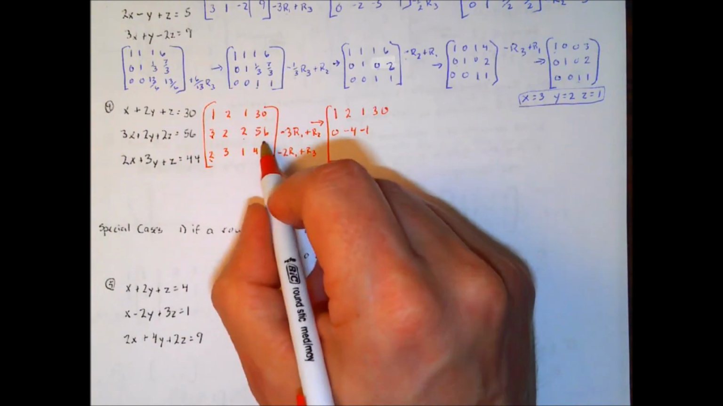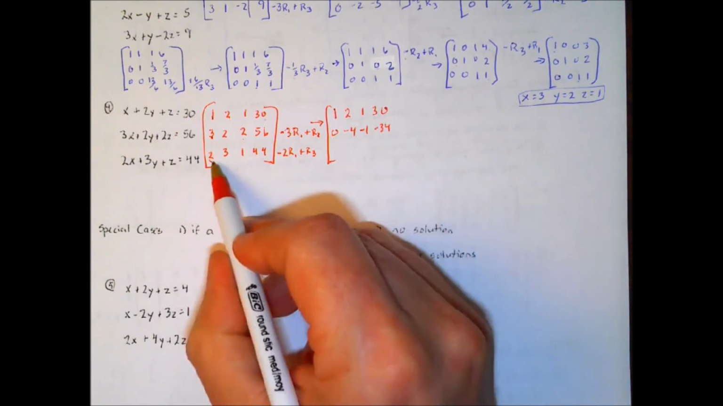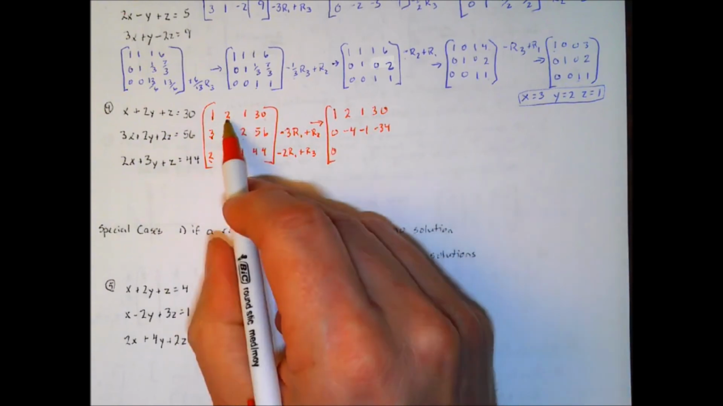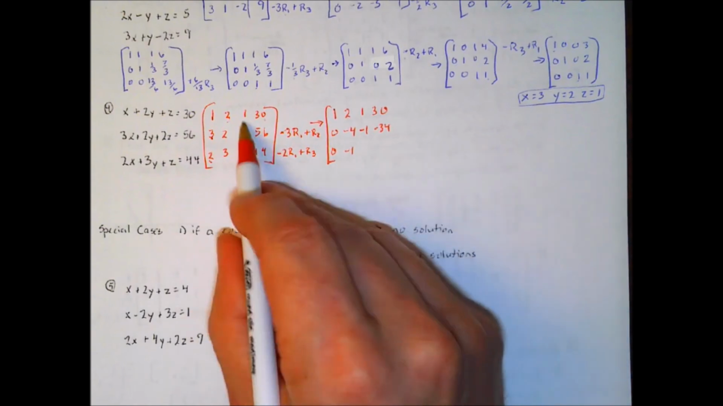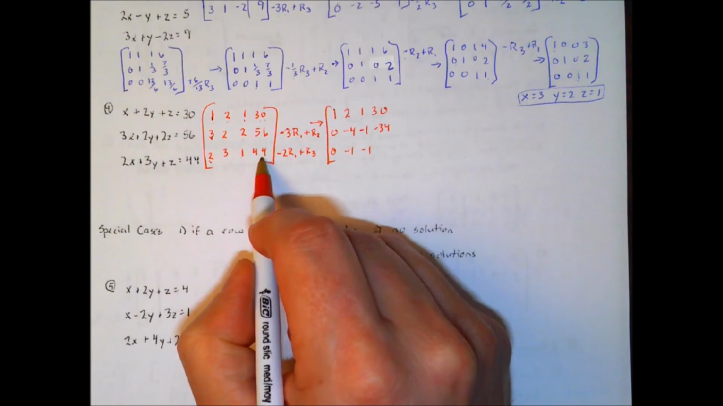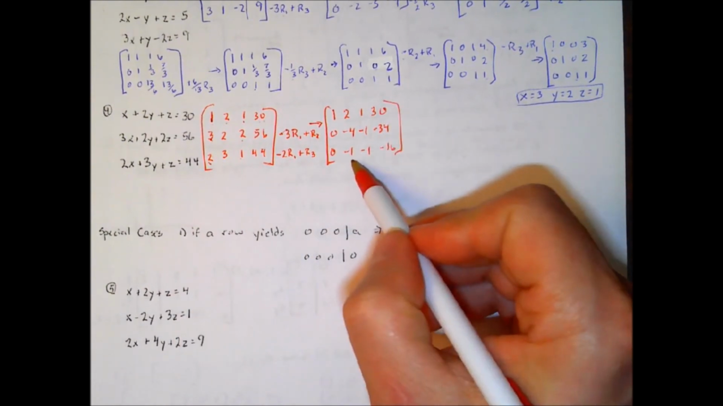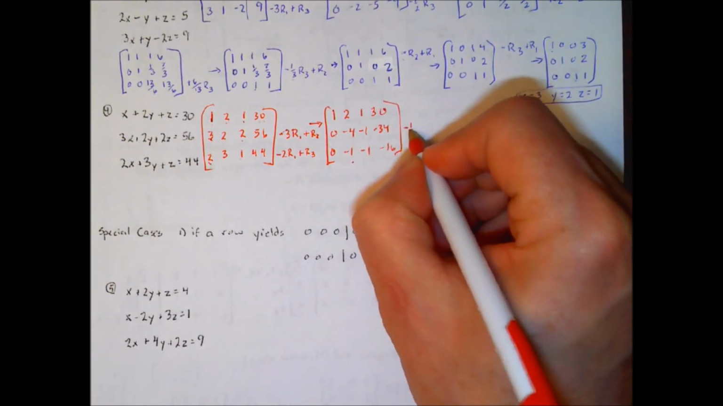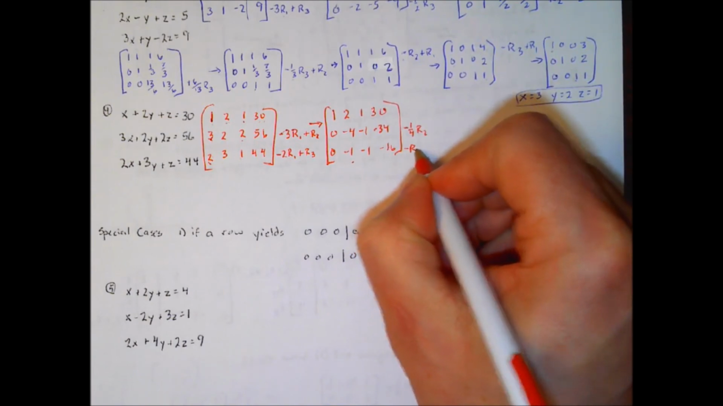Okay, down here, negative 2 and 2 gives 0. Negative 4 plus 3 is negative 1. Negative 2 and 1 is negative 1. Negative 60 plus 44 is negative 16. Okay, I'm going to get these to be 1s. So I'm going to do negative 1/4 of R2 and negative 1 of R3. Gives me 1, 2, 1, 30.